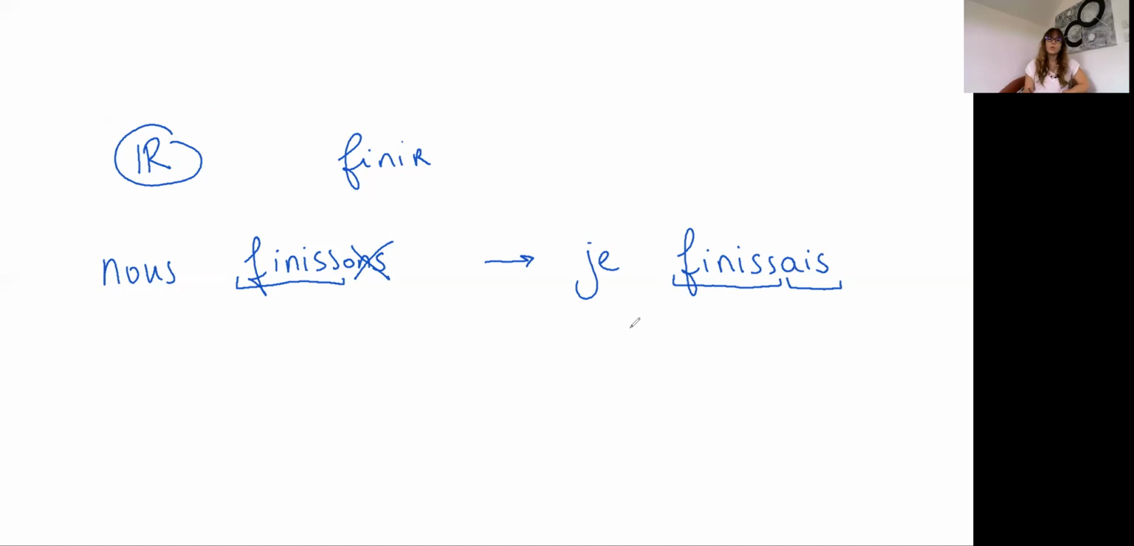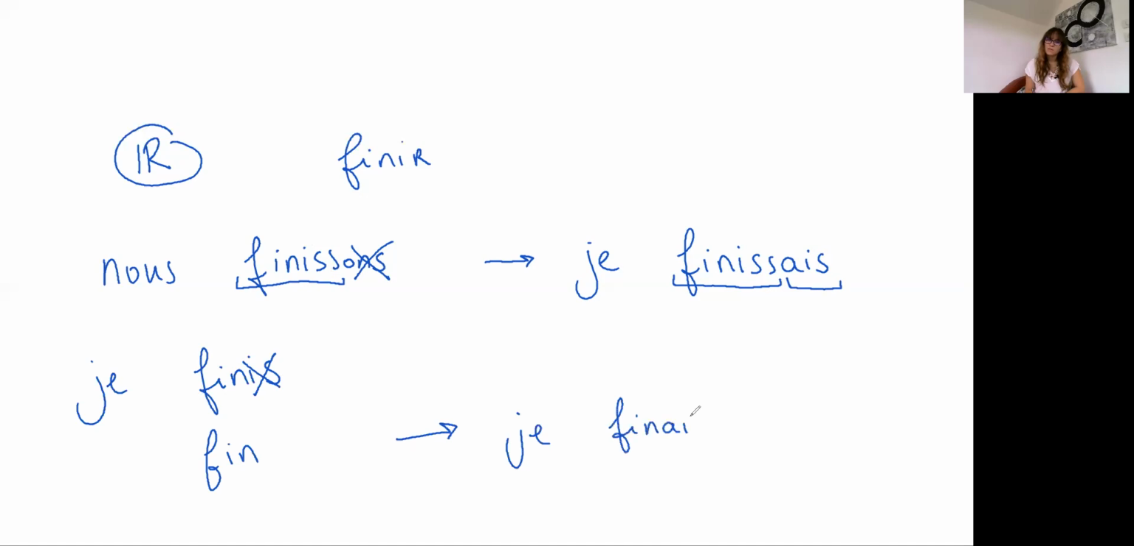It is really important that you always take the nous form, because look at, for example, finir: if you were just taking the je form, so I of the present, je finis, and then you remove your endings, you just have a stem that looks like this. And then your imperfect will be je finis, which doesn't mean anything at all. You're missing the two S. So it's very important that you do not take the je form of the present, only the nous form. Only the nous form.